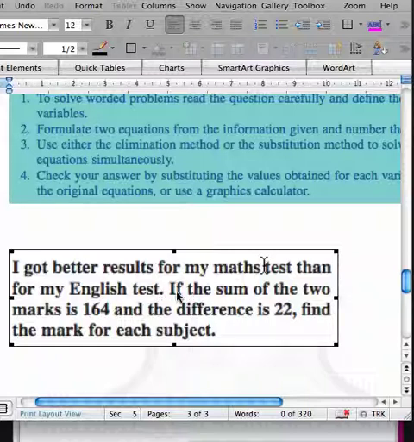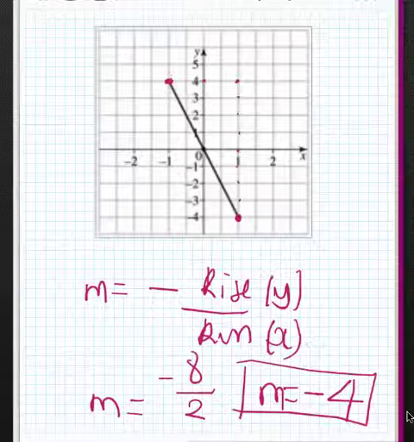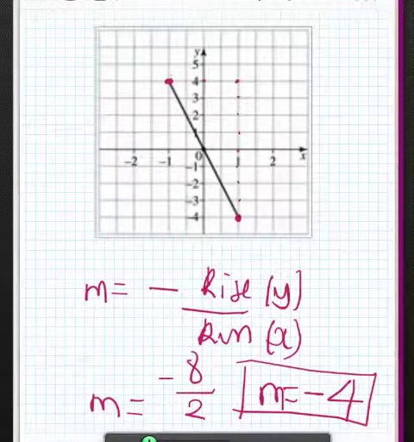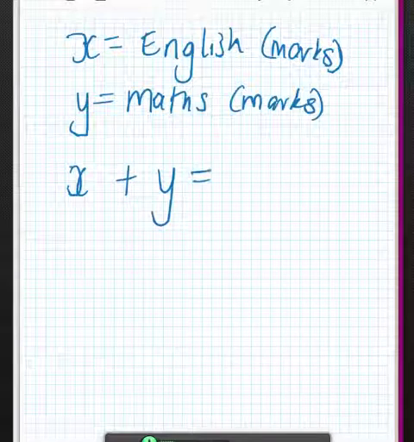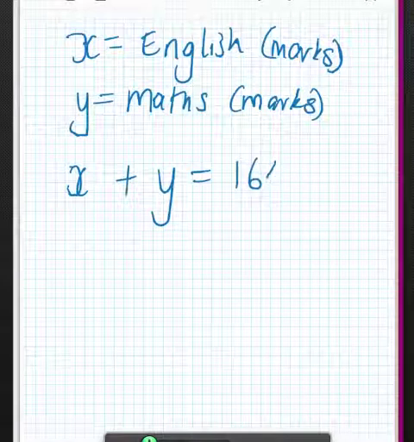The first part, let's have a look. If the sum of the two marks is 164, we know sum in maths means add, and the two marks of those subjects. Now, we don't know what the marks are, but we know that X is English and Y is maths. So the sum of the two marks will be X for English plus Y for maths, is equal to 164. And there is equation 1.